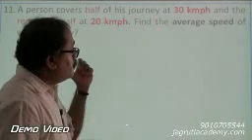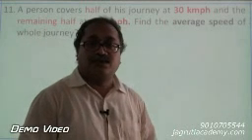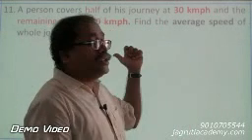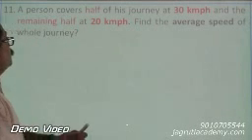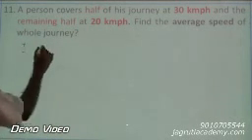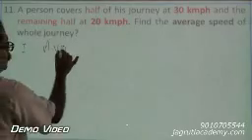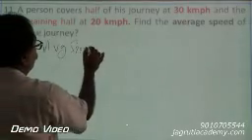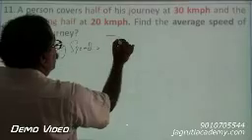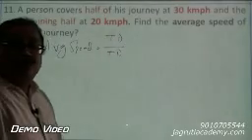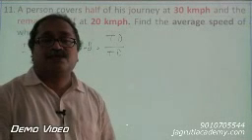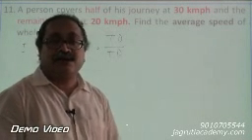Okay. There are two methods to answer this question. I will go with the conventional method first and then we go with the other method. The conventional method says that average speed is equal to total distance by total time. What is the distance? I do not know. So I will take the distance as d.